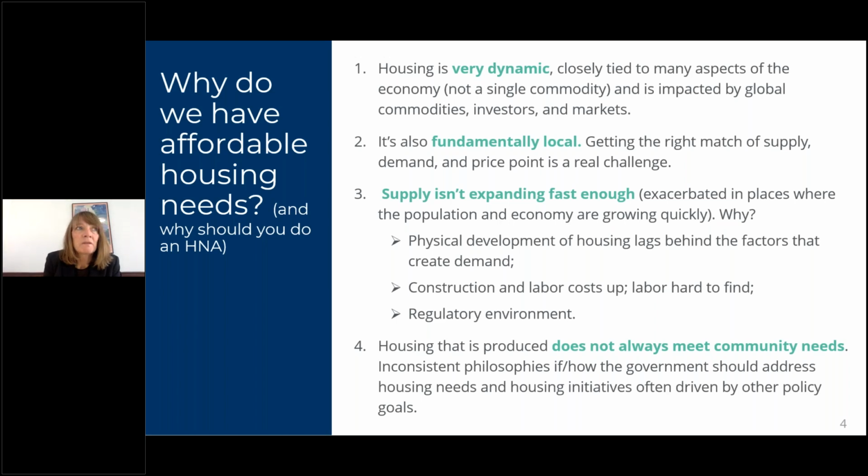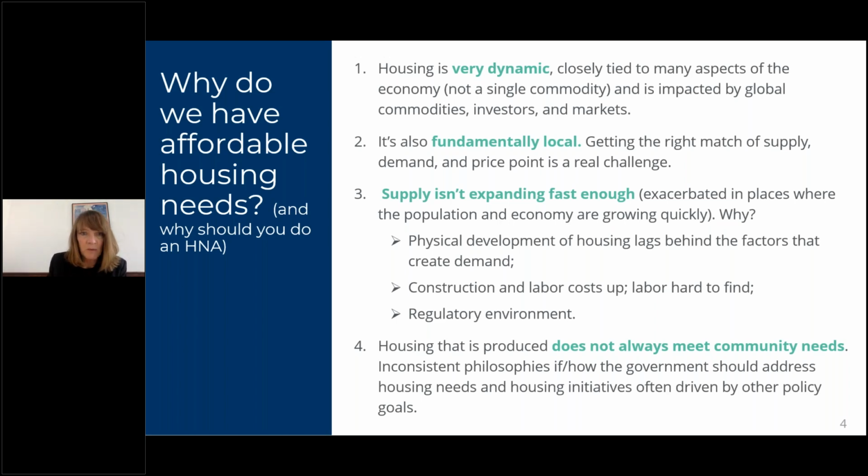The one aspect is that housing is very dynamic. It's closely tied to many aspects of the economy. The big one that's been in the news a lot is interest rates. So it's not a single commodity. I'm not making something and selling. If I were making something and selling it, I would have more control, in theory, over the ingredients of that product. But I don't have a lot of control over all of the ingredients that go into making housing.